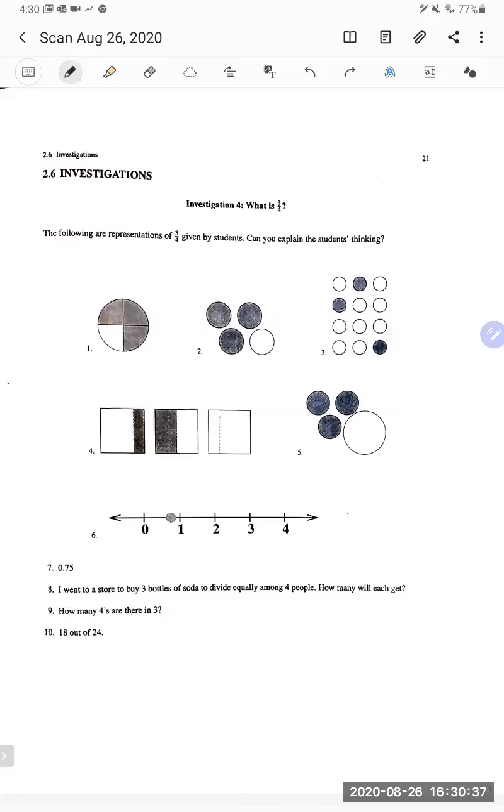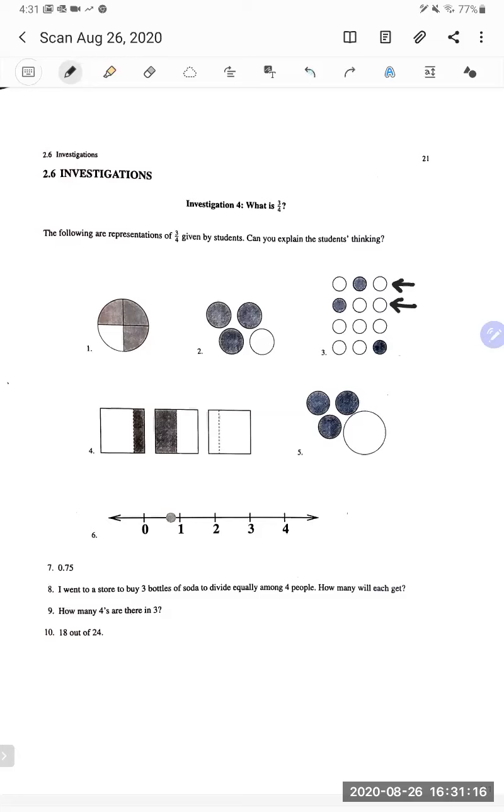Another way that you could think about this is you could look at it in terms of the rows. So going down the rows, maybe if we sort of point out the rows that have a circle filled in, right? This row has a circle filled in, this row has a circle filled in, and this row has a circle filled in. So 3 out of the 4 rows have a circle filled in. So that's another way that you can maybe explain the student's thinking, right?